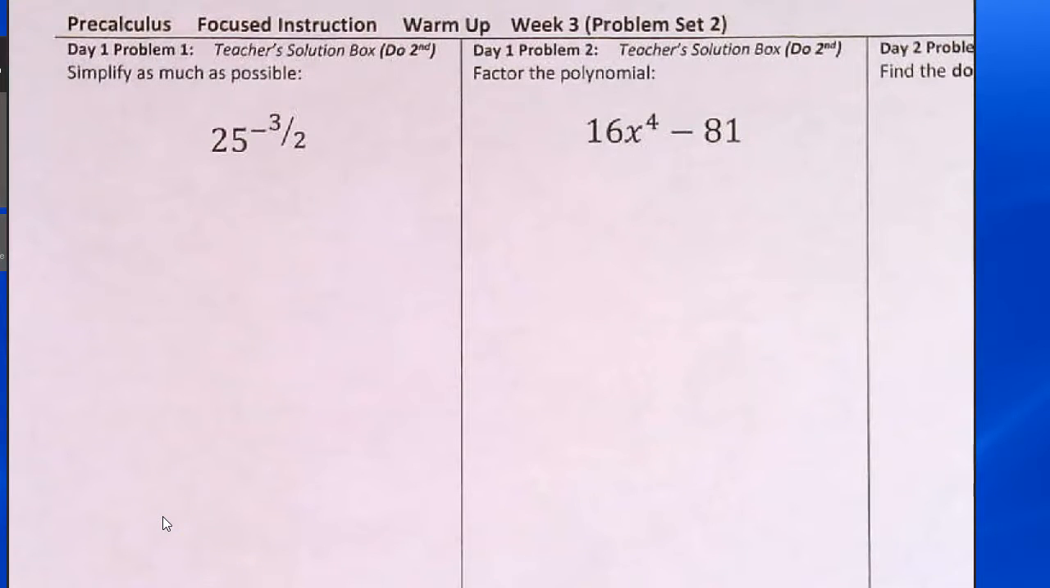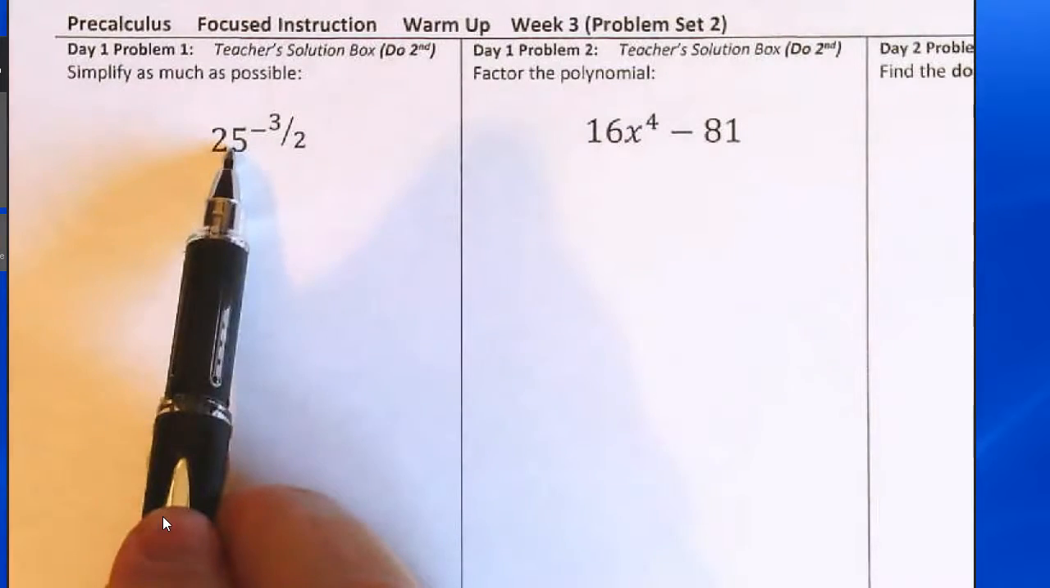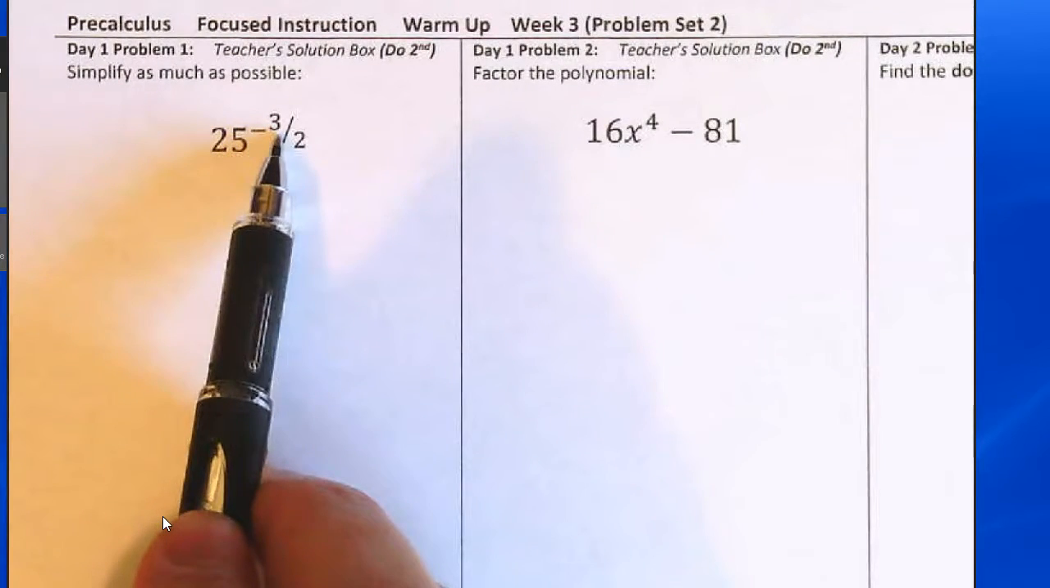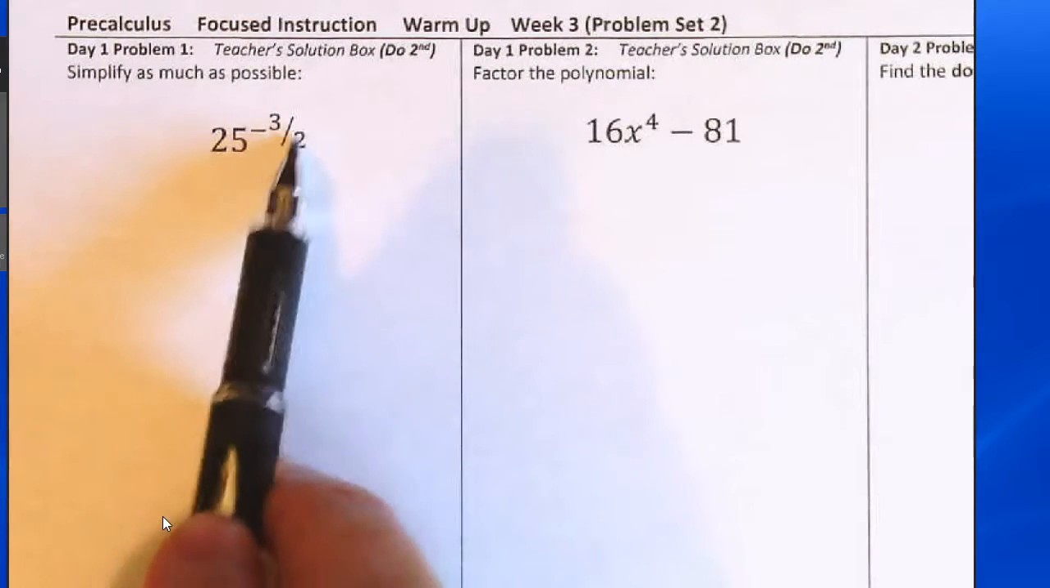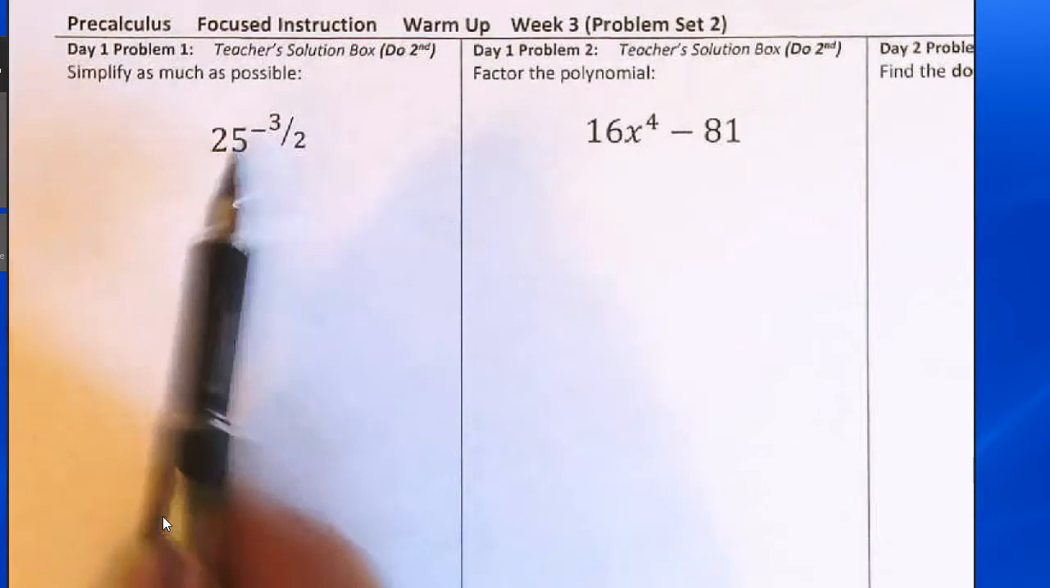Here's a solution for day 1, problem 1. Simplify as much as possible. We have 25 to the negative 3/2 power. This negative 3/2 is the exponent on the 25.